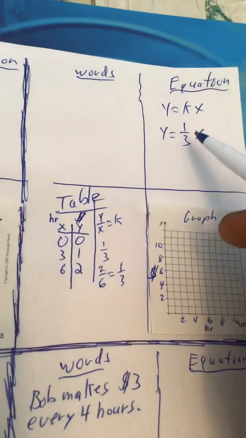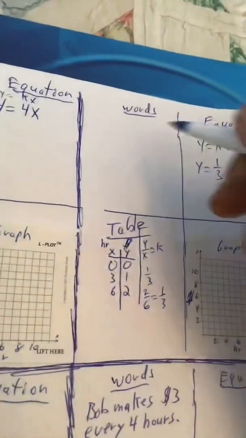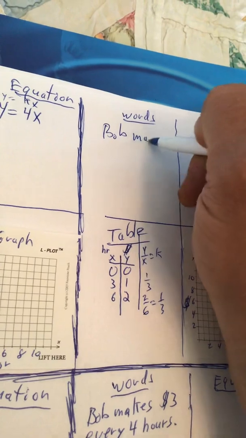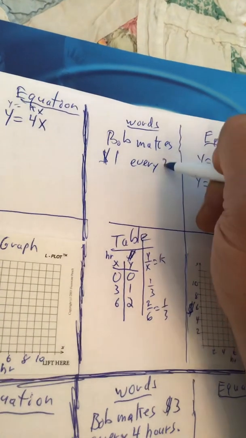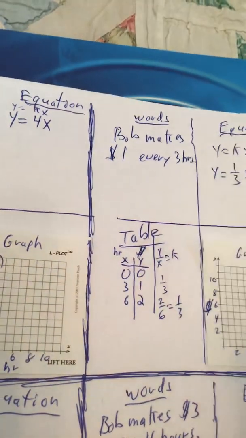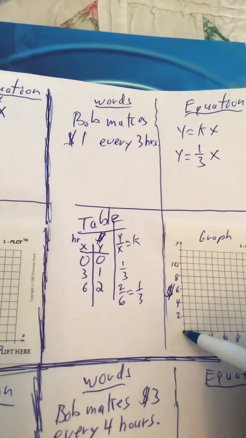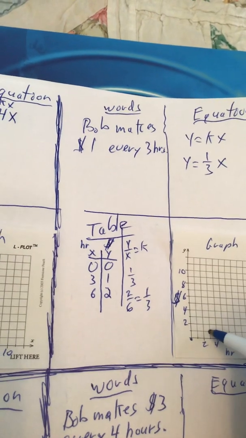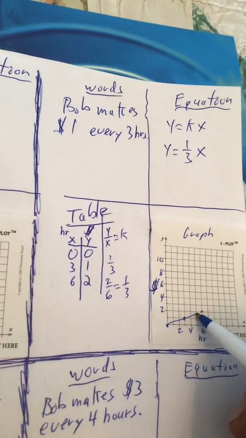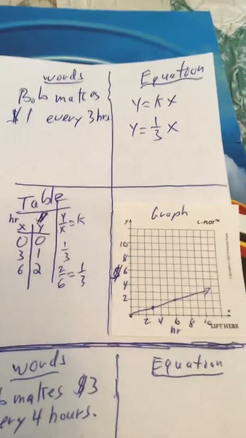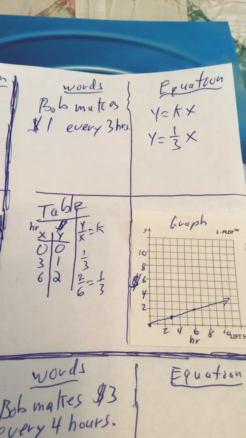My words: Bob makes $1 every 3 hours. Or you could say Bob makes $1/3 an hour. Graphing. You start off at the origin. You go over 3 to the right, up 1. You go 6 to the right, up 2. And there's my graph. My line is straight and it goes through the origin, so it's proportional. That was your second problem.